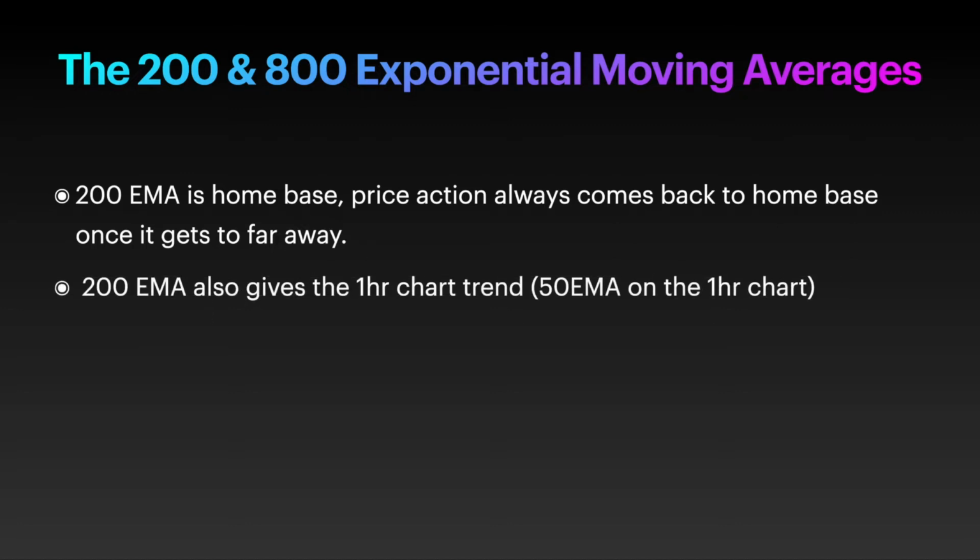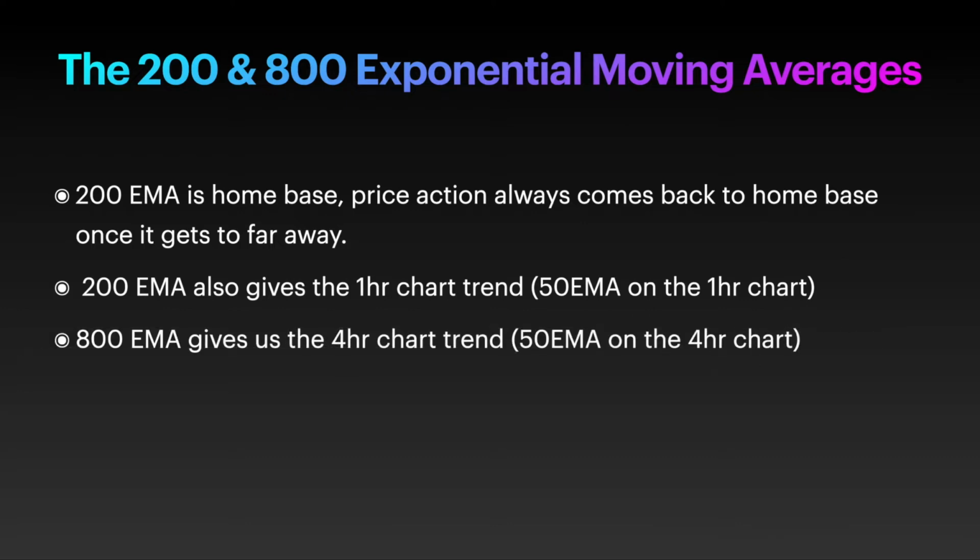Second thing is that the 200 EMA gives us the 1 hour trend on a 50 EMA chart on the 1 hour. So essentially, when you're looking at a 15-minute chart, the 200 EMA on a 15-minute chart represents the 50 EMA on a 1 hour chart. So you can see what's happening on a higher time frame, price action wise, without needing to go to the 1 hour chart, just by looking at the 200 EMA.